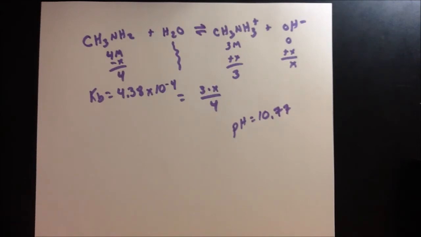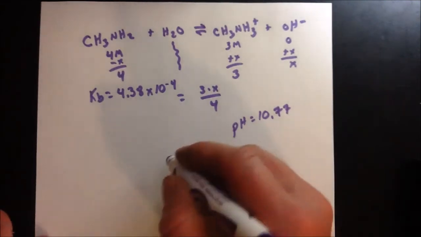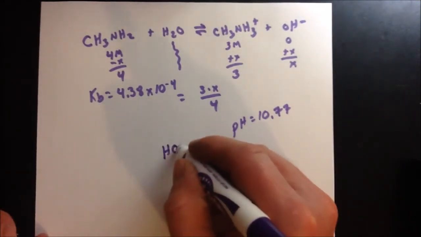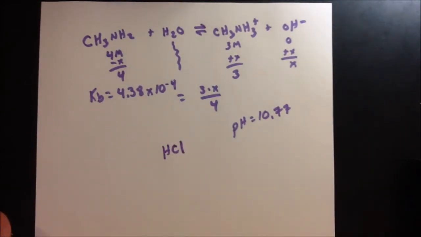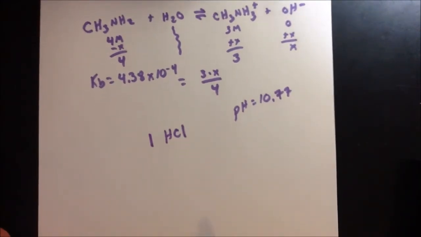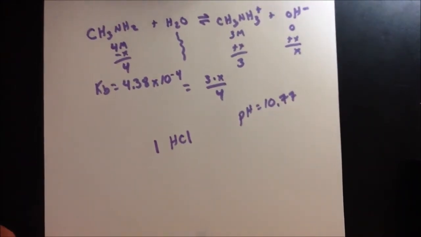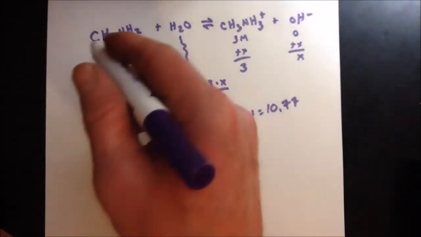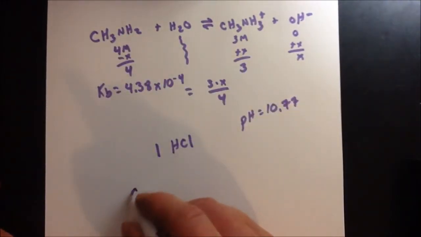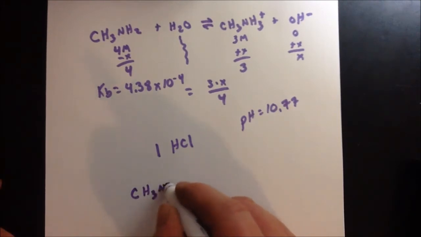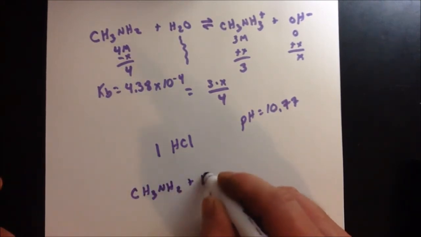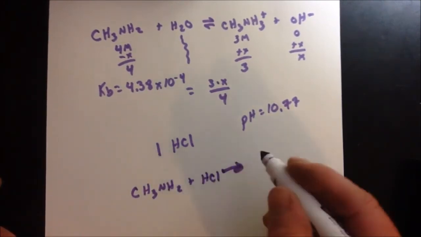All right, so what happens when we disturb this? Maybe we add in, just like we did a moment ago, some HCl. So if I add in 1 mole in that liter container, assuming no volume change, 1 mole of HCl, again, the first thing I've got to do is find the reaction. Well, HCl is an acid, so it's going to react with the base. So I'm going to start by writing CH3NH2 plus HCl, single arrow.